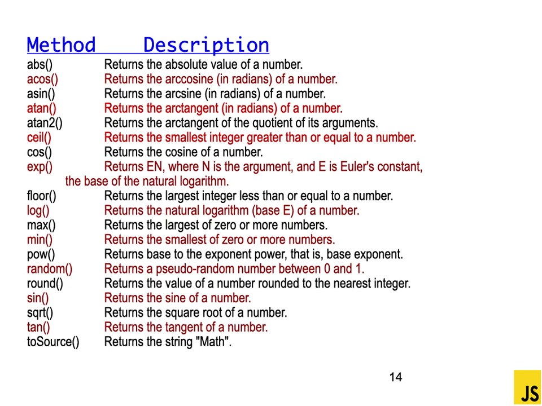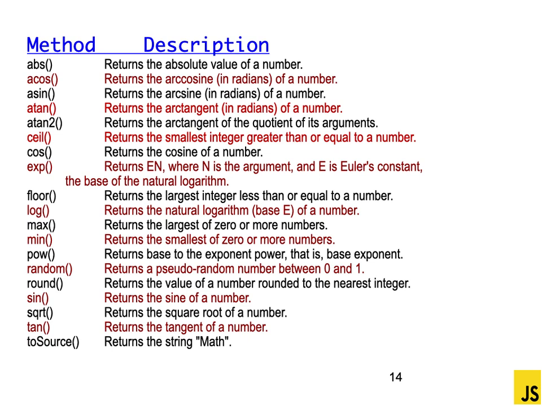You need to just read all these methods and their descriptions. The abs method returns the absolute value of a number. acos returns the arc cosine in radians of a number. asin returns the arc sine in radians of a number. atan returns the arc tangent in radians of a number. atan2 returns the arc tangent of the quotient of its arguments. ceil returns the smallest integer greater than or equal to a number. cos returns the cosine of a number.